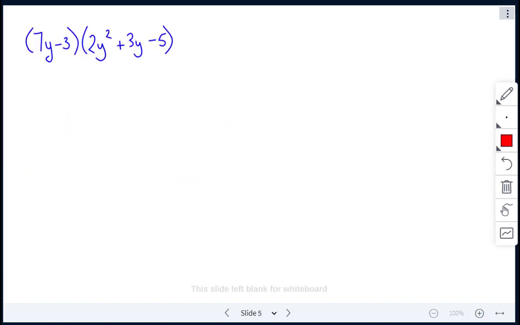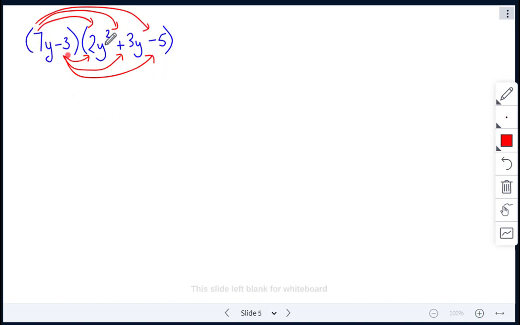All right, so here's another example that we just worked on. So the 7y has to multiply to the 2y squared, it has to multiply to the 3y, and it has to multiply the negative 5. And then we have the negative 3 that has to multiply to the 2y squared, to the 3y, and the negative 5. All right, so let's begin.